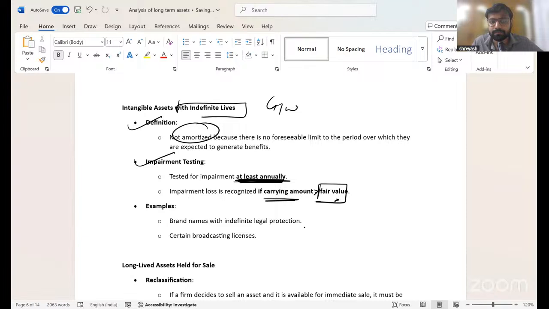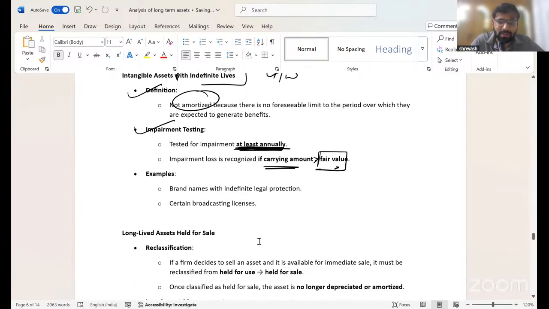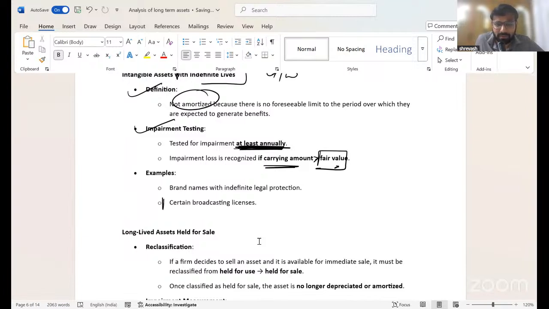Right. Examples can be, broadcasting license that you have. Generally, this is finite life. ये थोड़ा सा आप इग्नोर करो. Brand name with indefinite legal protection can be.